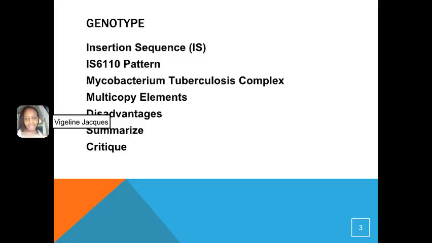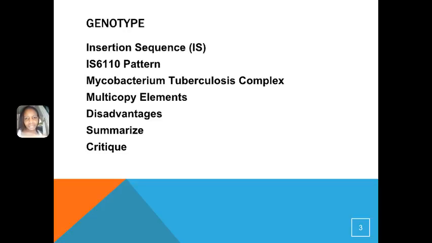Okay, so the focus of this article was on the insertion sequence of the IS6110 pattern. IS, or insertion sequence, is a short DNA segment coding for proteins. The genome of the Mycobacterium tuberculosis complex has been found to have many insertion sequence elements. Now, insertion sequences can induce duplications, deletions, and rearrangements in the bacterial genome.